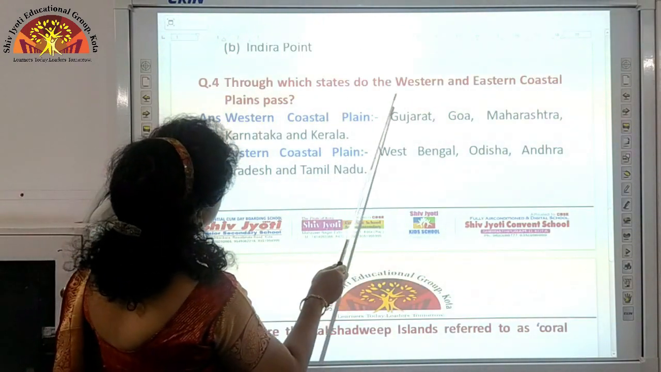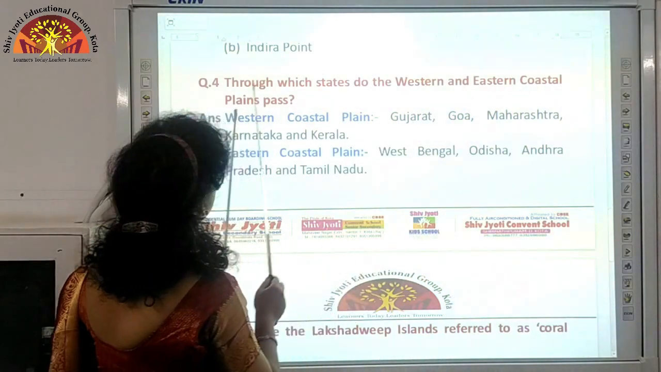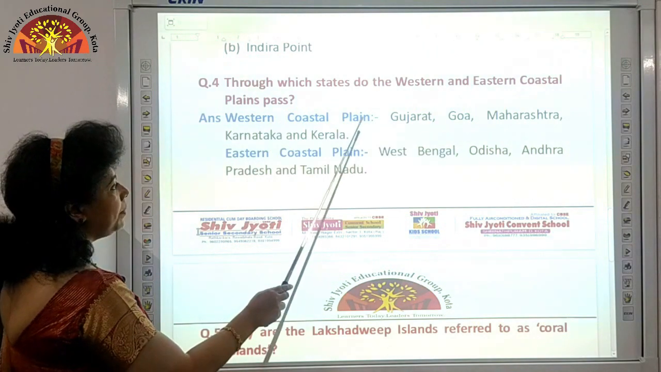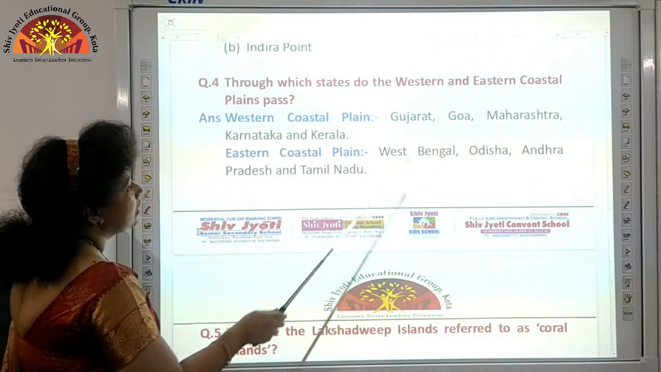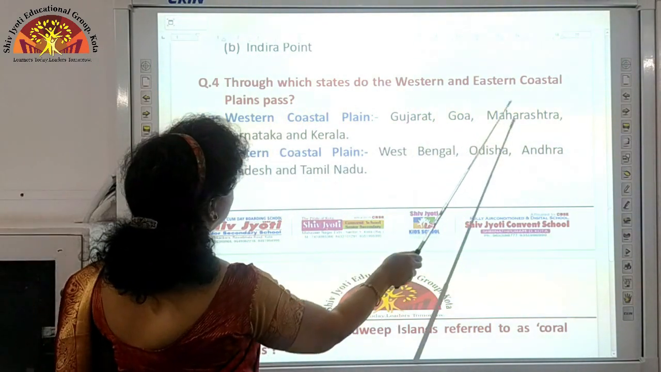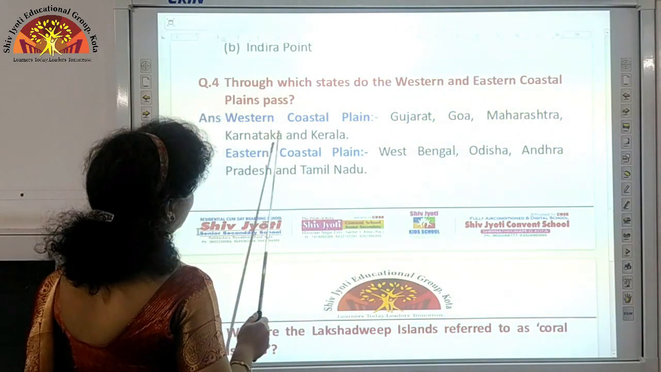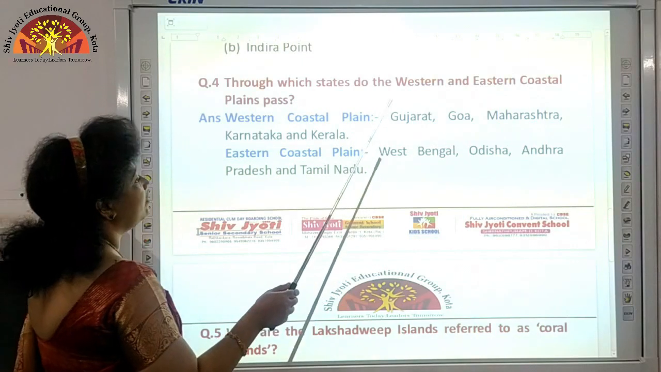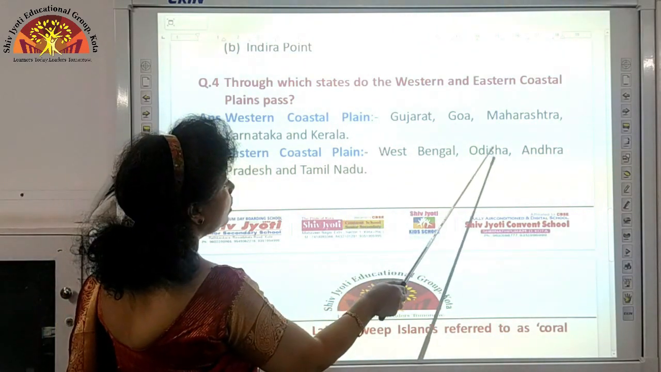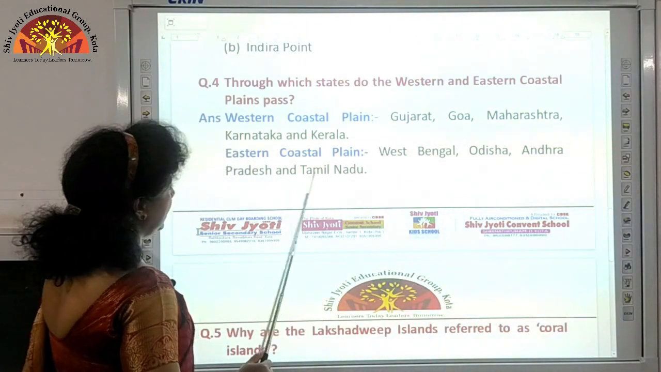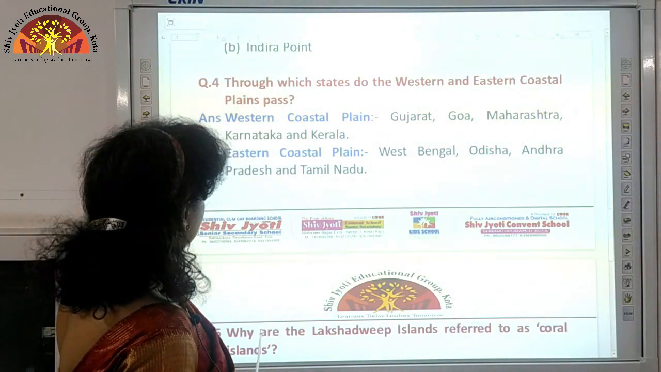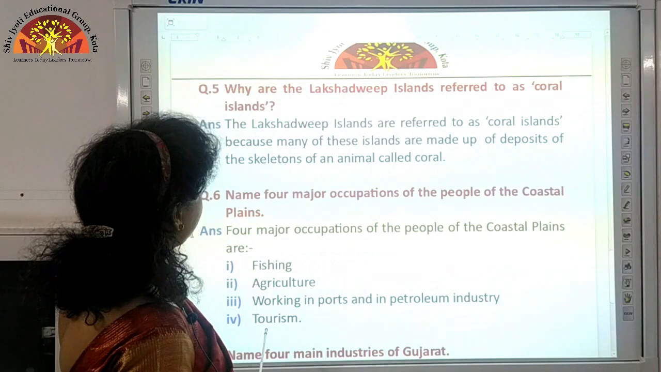Through which states do the western and eastern coastal plains pass? Answer is western coastal plain. Which are the states? Gujarat, Goa, Maharashtra, Karnataka and Kerala. And eastern coastal plain, you have the states of West Bengal, Odisha, Andhra Pradesh and Tamil Nadu. So these are the various states here. Now let's come to question 5.